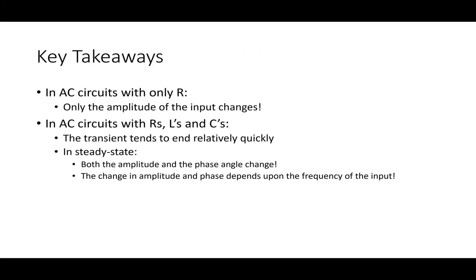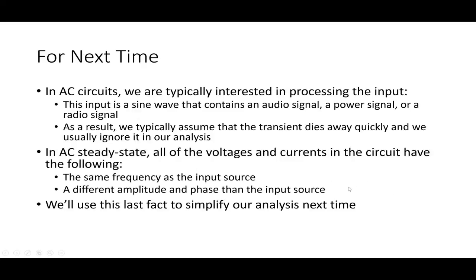Now, our key takeaways from this. If we have AC circuits with only resistors, only the amplitude of the input changes. If I have AC circuits with R's, L's, and C's, there's going to be a transient, but that transient tends to end relatively quickly, and we don't concern ourselves with it too much. In steady state, both the amplitude and the phase angle change, but the frequency does not. So omega or f do not change. The change in amplitude and the phase do depend on the frequency of the input, though, and that'll become something important.